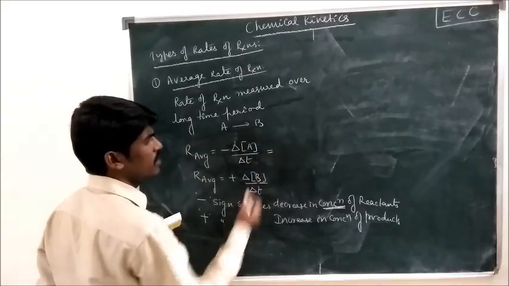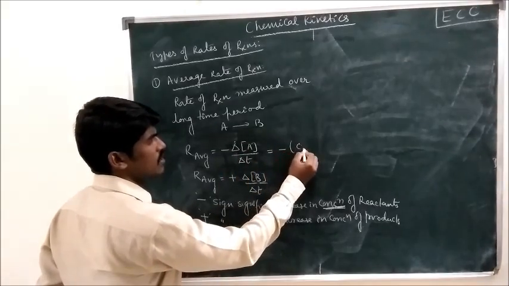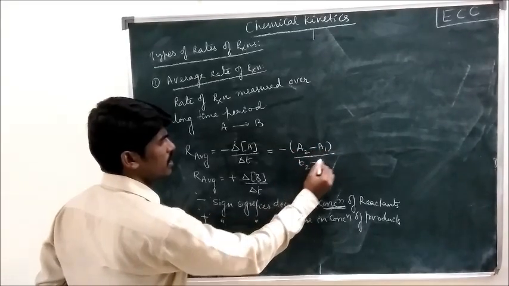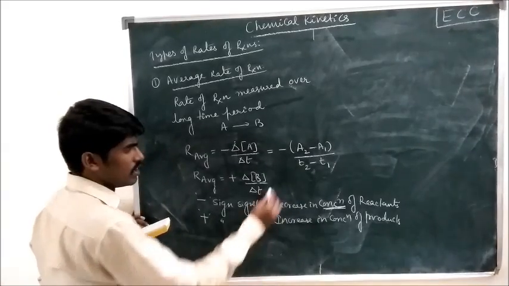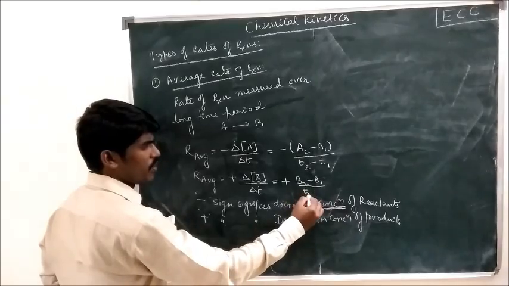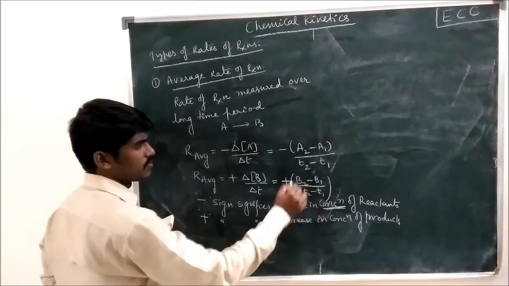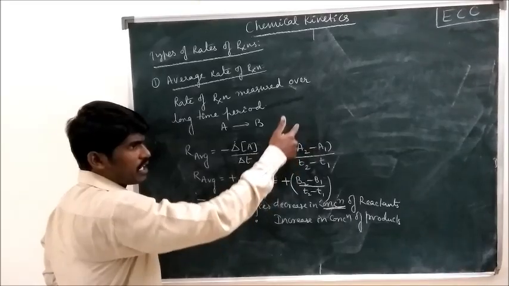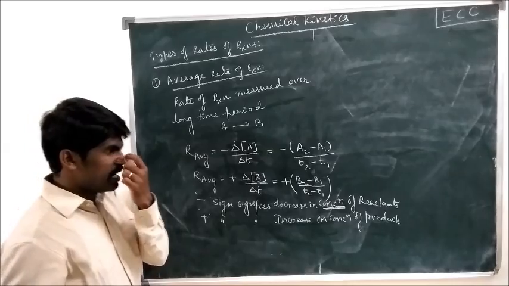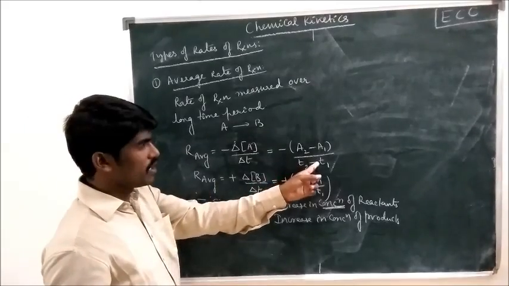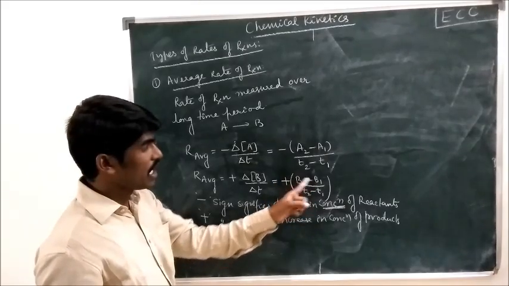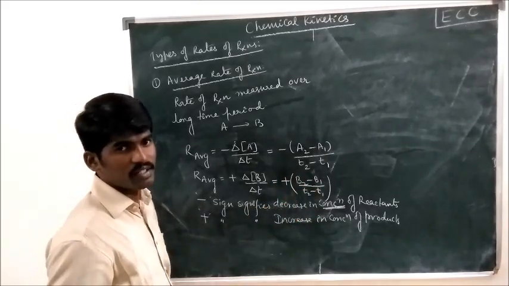Right? The same thing can be written as minus delta A, that is, A2 minus A1 upon delta T, which is written as T2 minus T1. Similarly, delta B is plus B2 minus B1 upon T2 minus T1. A2 is the final concentration of A. A1 is the initial concentration of A. T2 is the final time and T1 is the initial time. Similarly, B2 and B1 are the final and initial concentrations of B respectively.